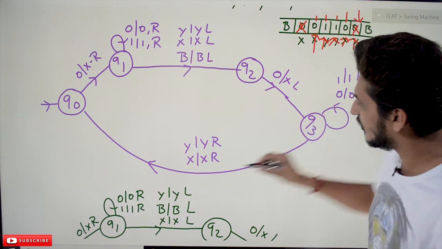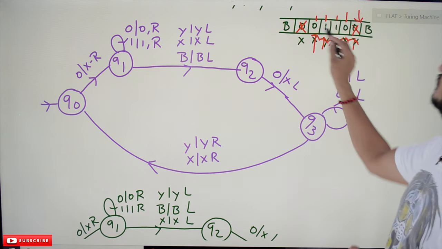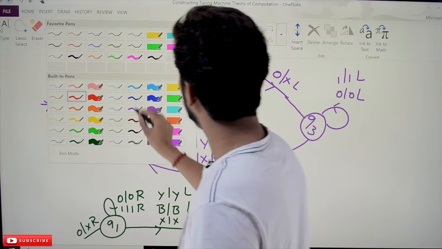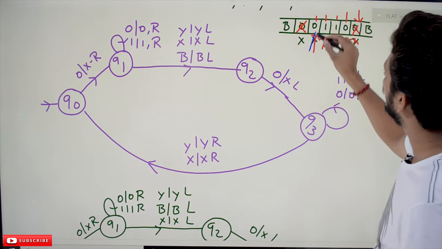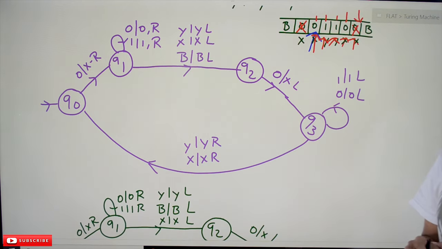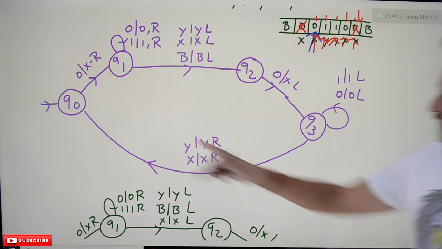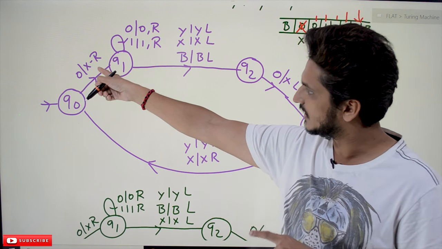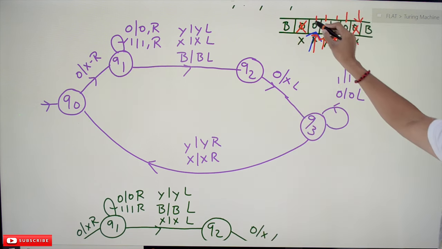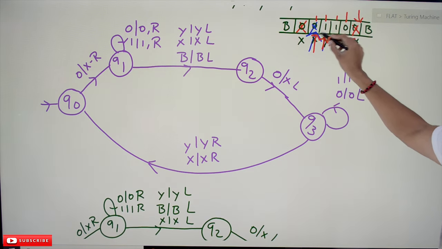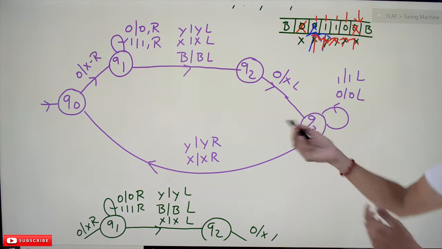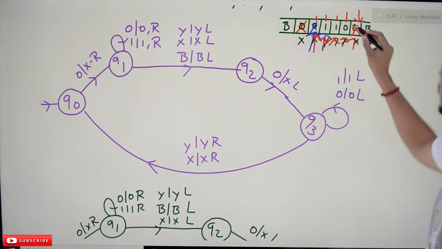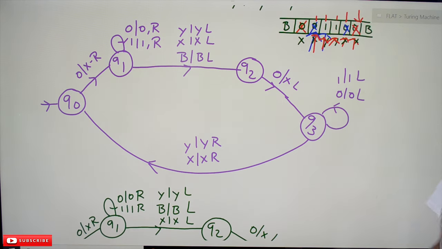Now, whenever you find X, keep it as X and move right side. We are taking a different color. So again we will be at this position, at the state Q naught. If you find 0, convert it to X, move right. Again move till the end, same process. Again we will convert this as X, and come back.